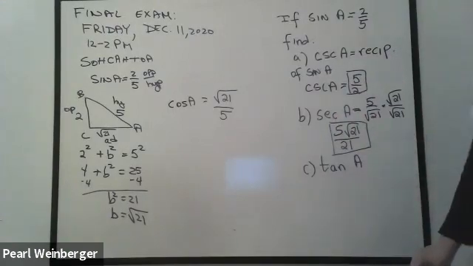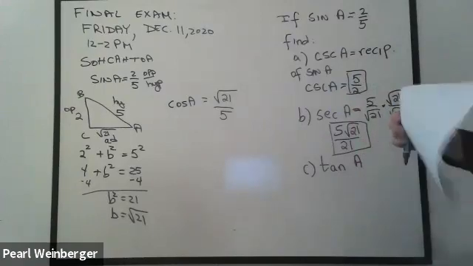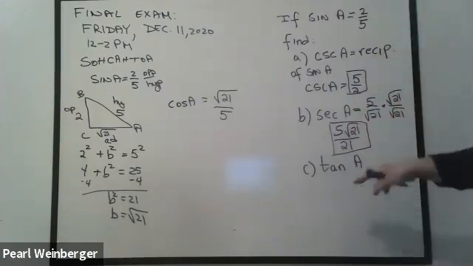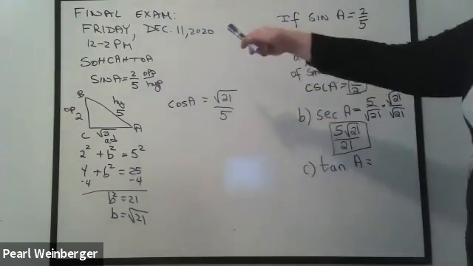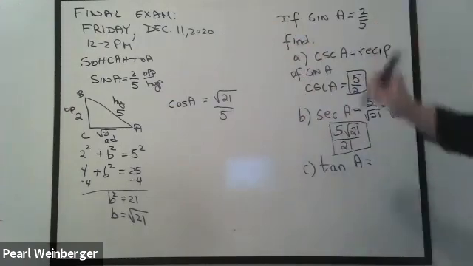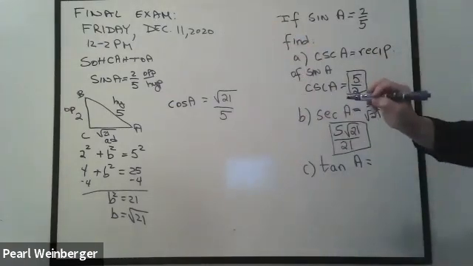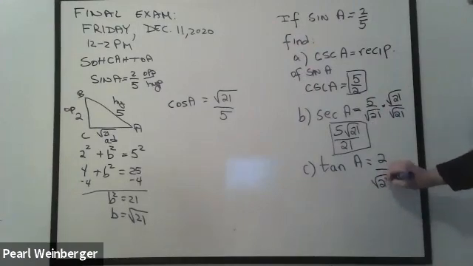Cosecant is usually when you're asked for the reciprocal function, it usually is not too hard. You just have to flip it. Okay, so now we're up to tangent. And we know the tangent is opposite over adjacent. Well, now we have all 3 parts of our triangle, so I can do that. The opposite is 2. The adjacent is square root of 21.